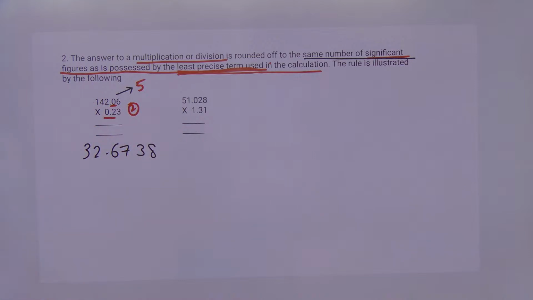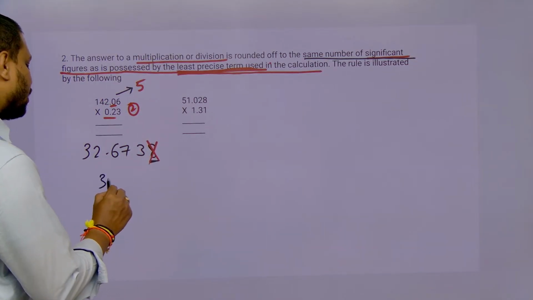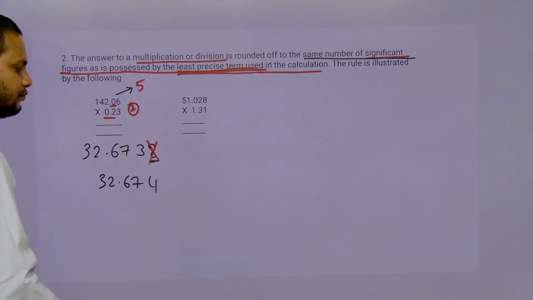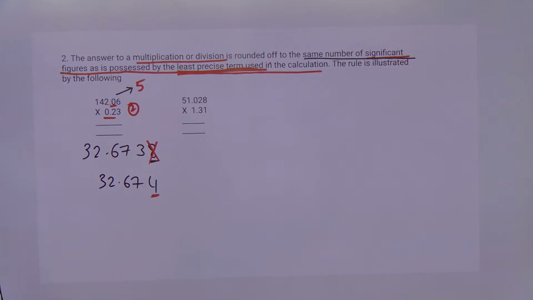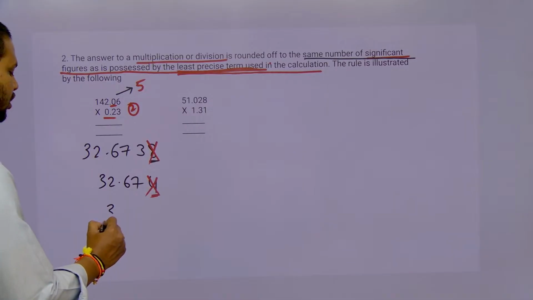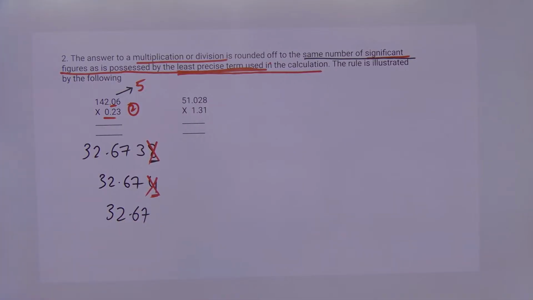Significant numbers. So the last digit is 8, right? 8 is greater than 5. Then cut down the last digit, previous number plus 1. So therefore 32.674. Are you clear? Now the last digit is less than 5. So cut down the last digit, previous number no change. So 32.67. Are you clear?